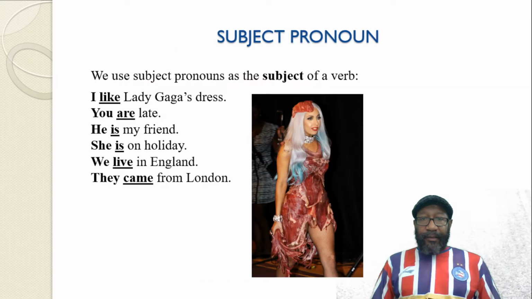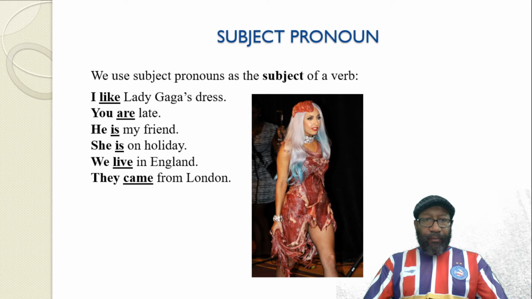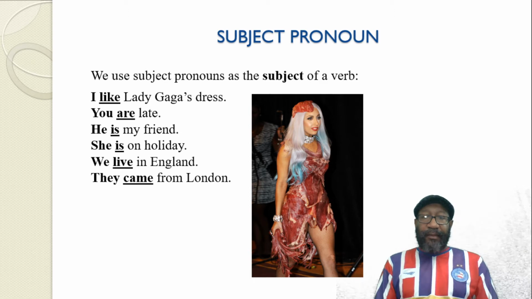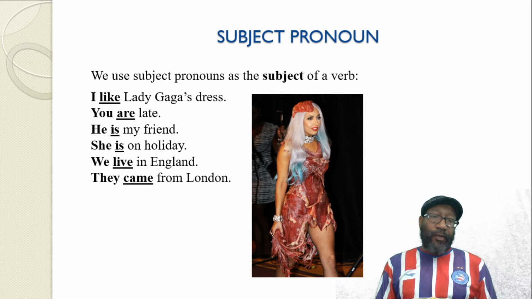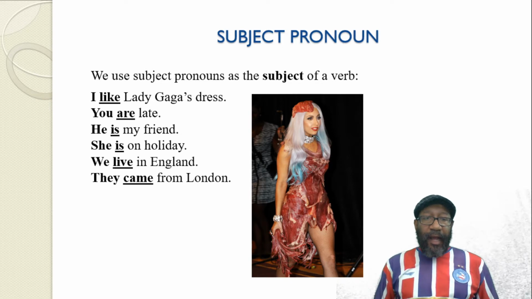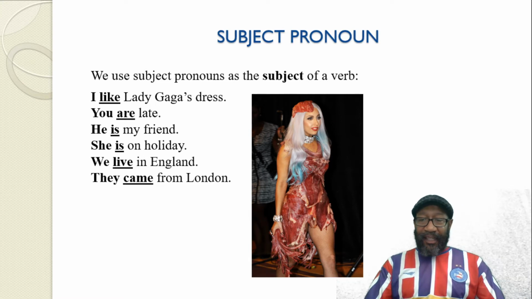Let's hear some examples. We use subject pronouns as the subject of a verb. So as I told you. And then we have here, I like Lady Gaga's dress. As you can see in the picture, there's Lady Gaga with a meat dress, right? Very weird, very strange, but it's Lady Gaga, right? Lady Gaga loves to do these things, and I love her for that.